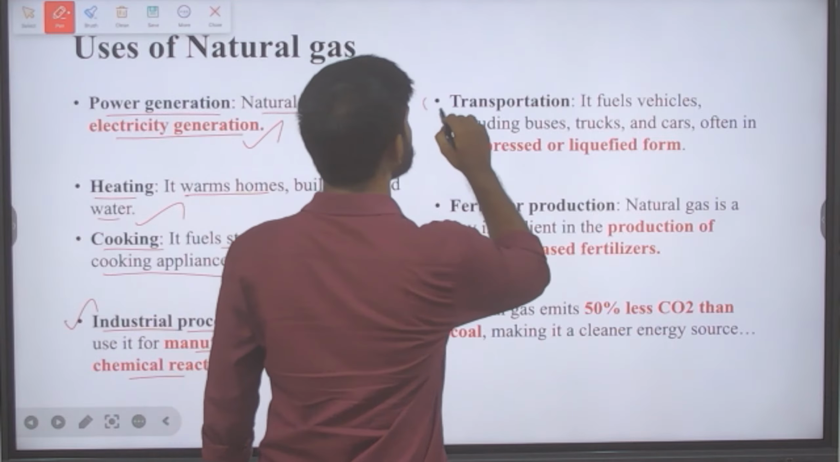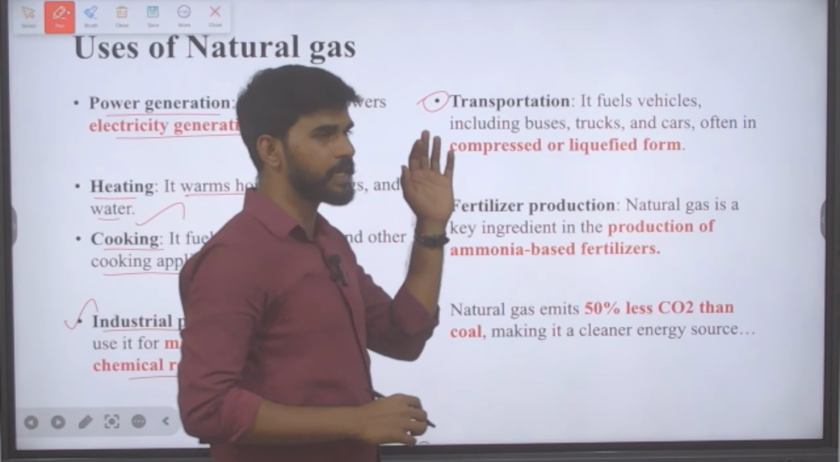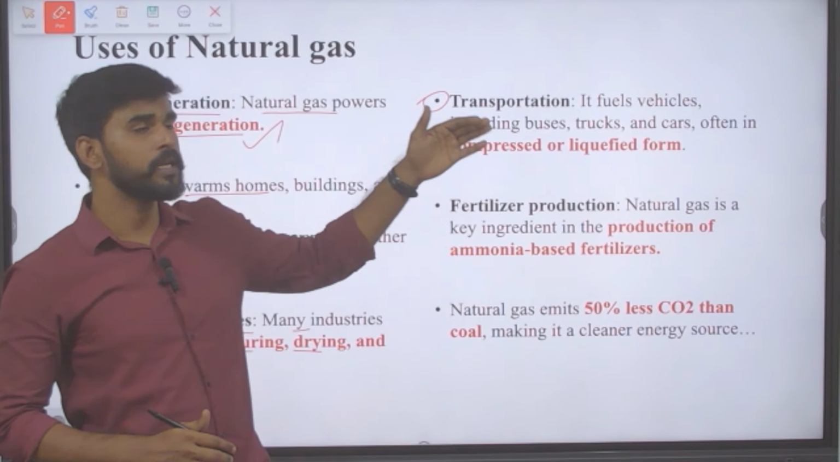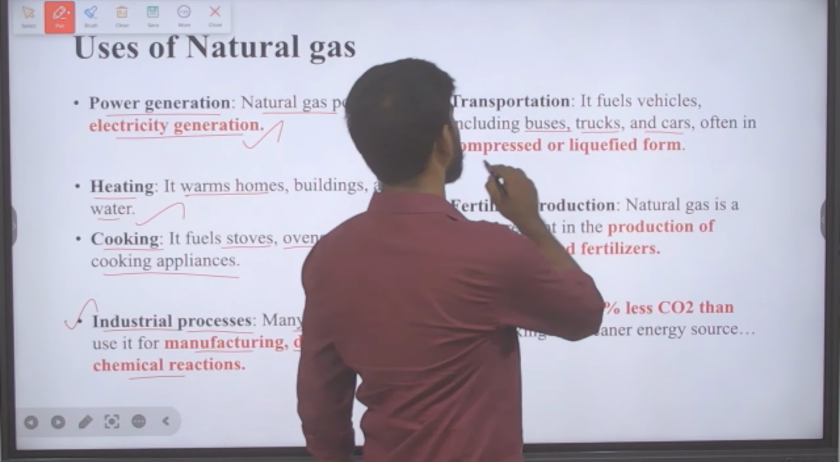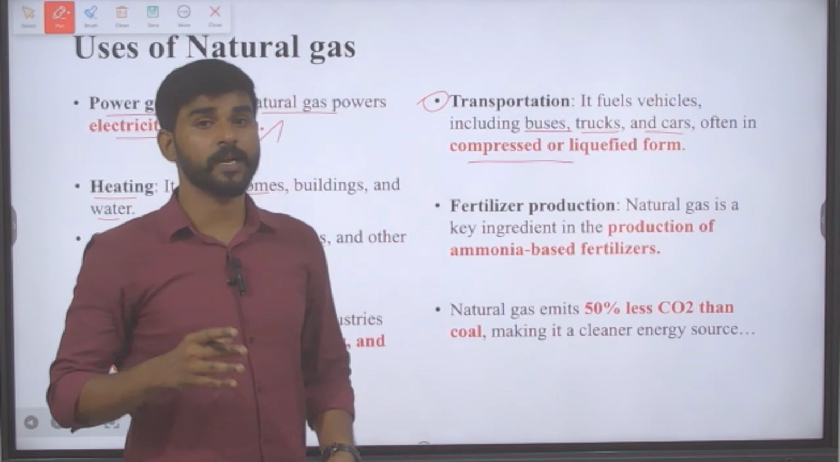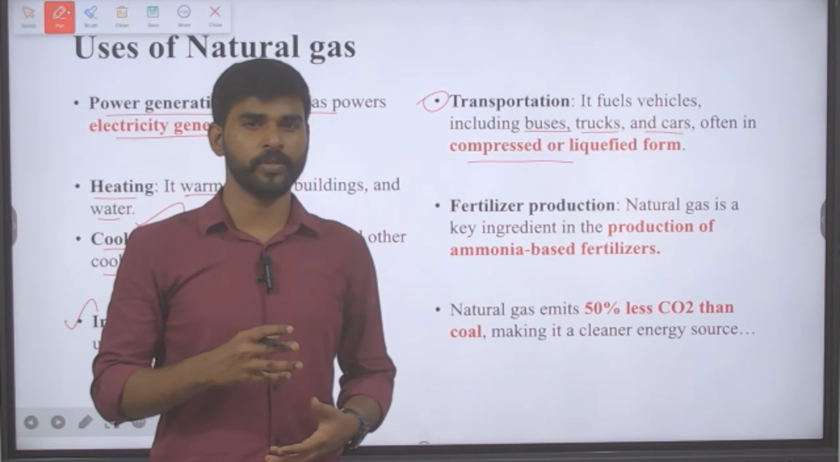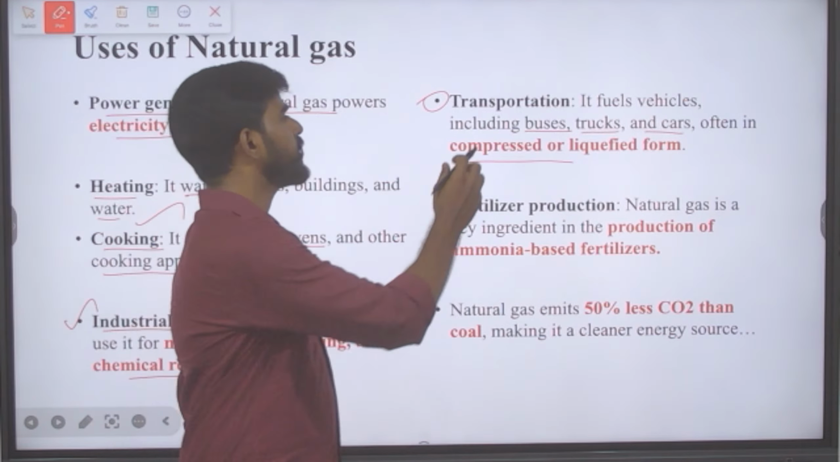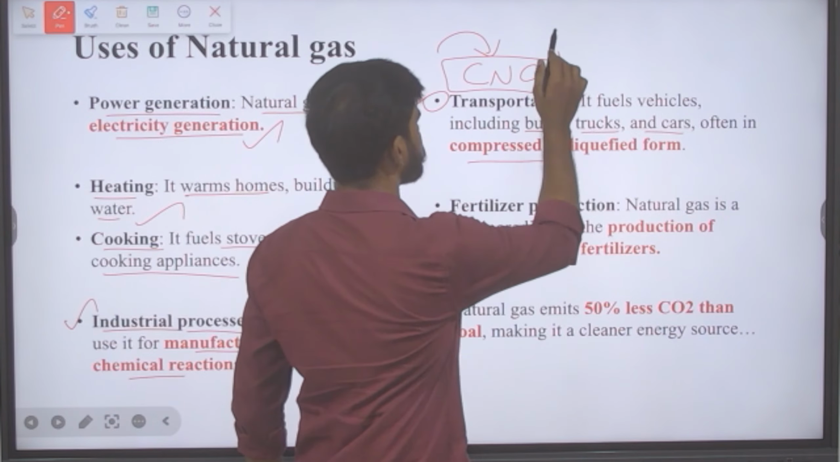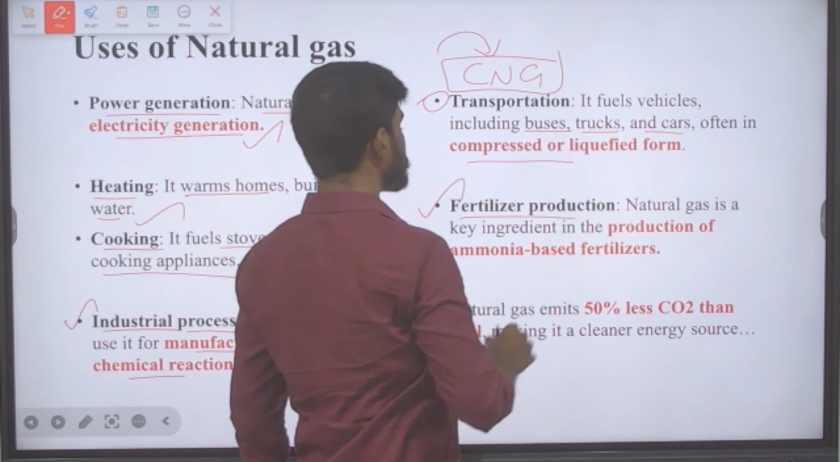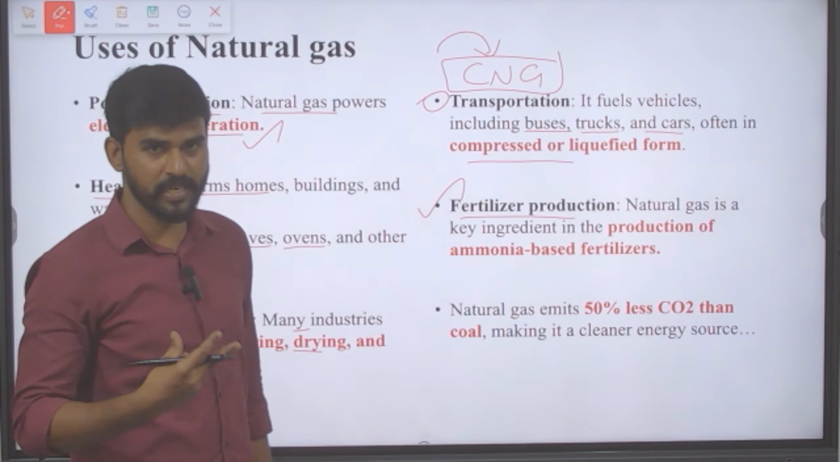Moreover, it is also used in transportation sector, that it can be used as a fuel in vehicles like buses, trucks, cars, and they are often used in the compressed or liquefied form. You might have heard this term CNG, compressed natural gas. So here it is used in the compressed form. And then it is also used in fertilizer production process.